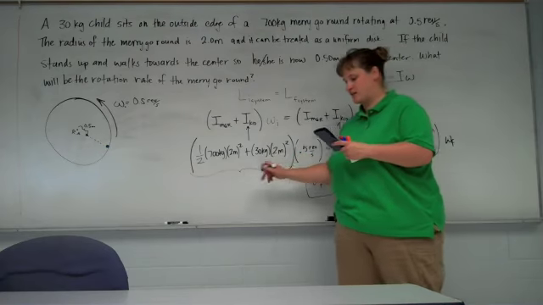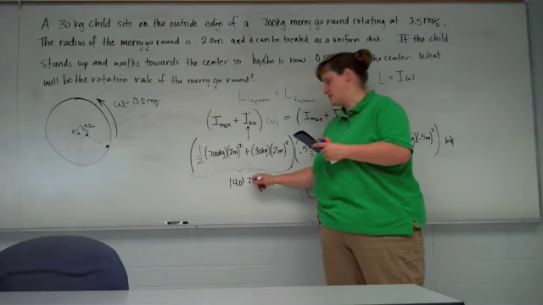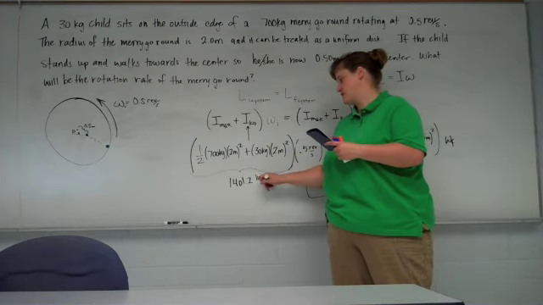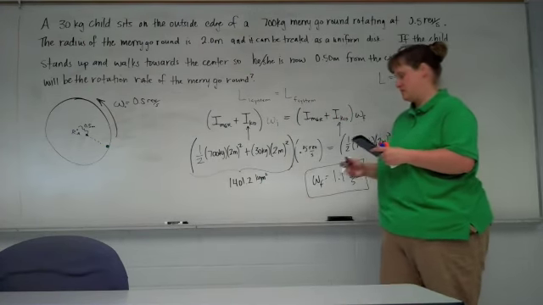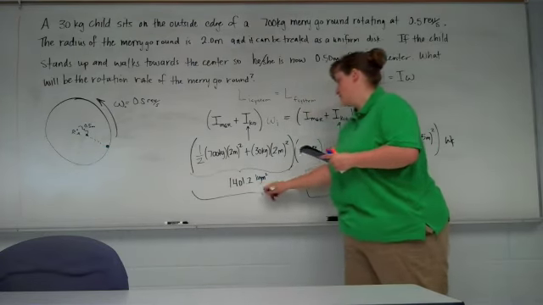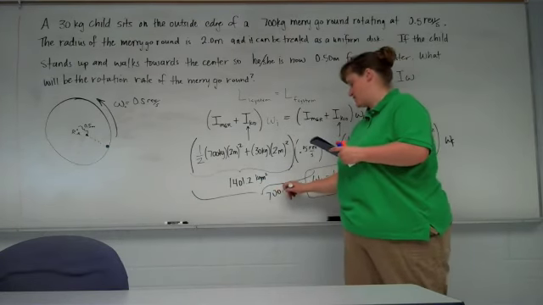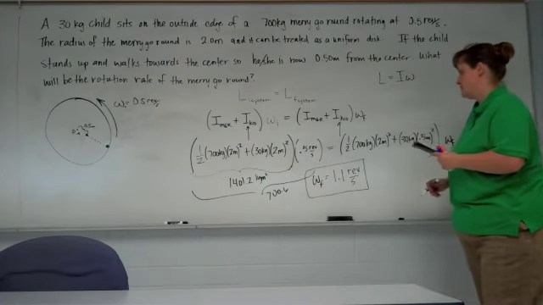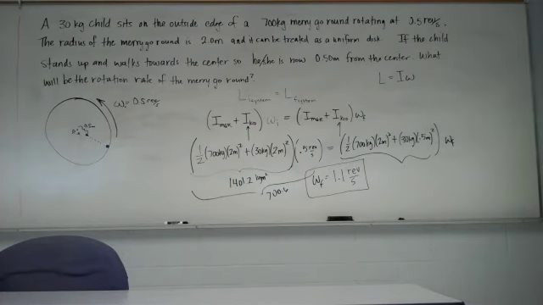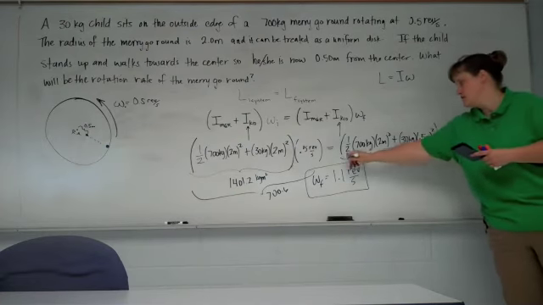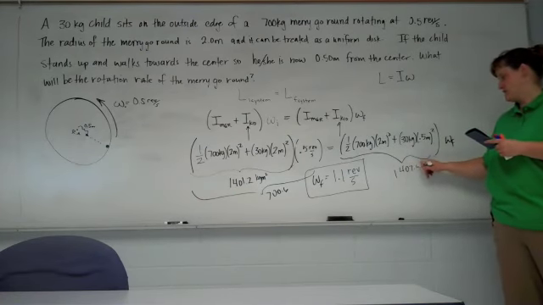So for this term, I get 1401.2. The units will be kilogram meter squared. Times that by 0.5. This whole side I get 700.6. So this side 0.5 times 700 is 2 squared. 1407.5.